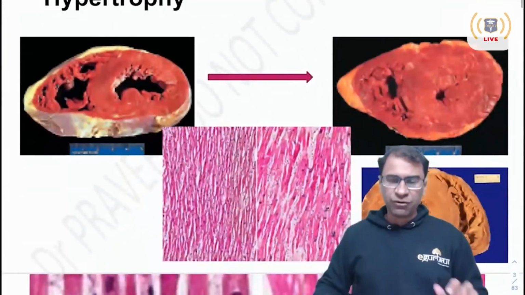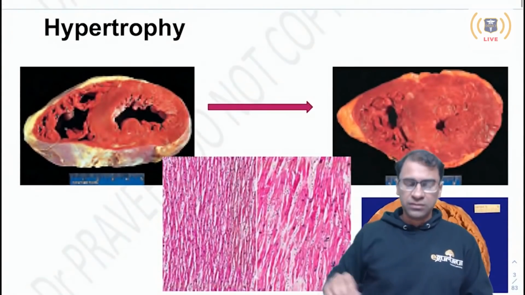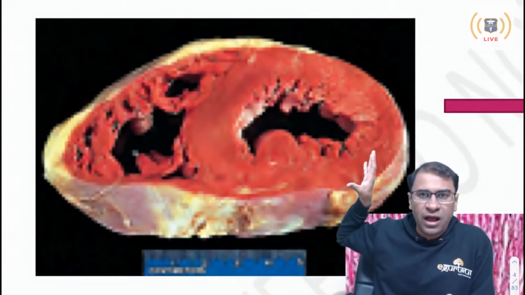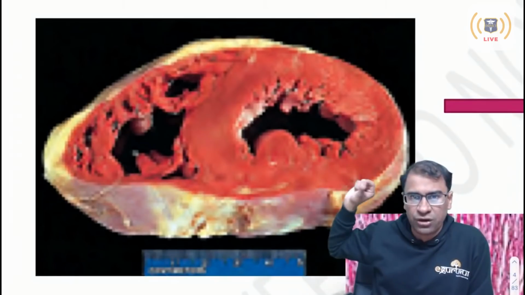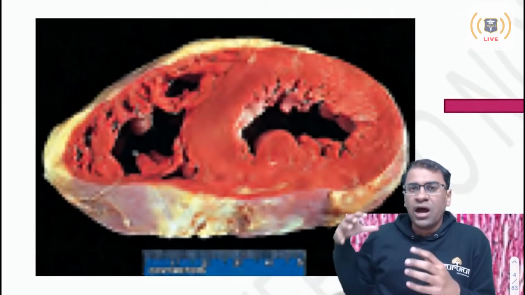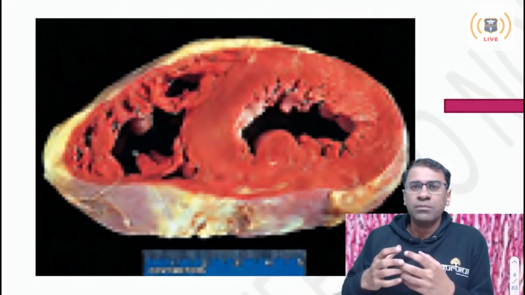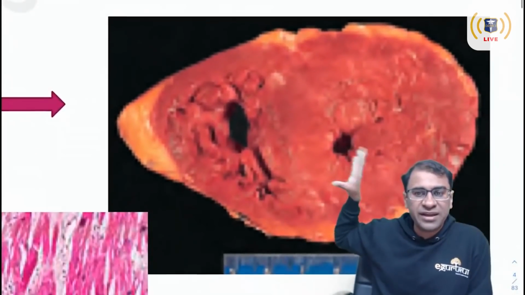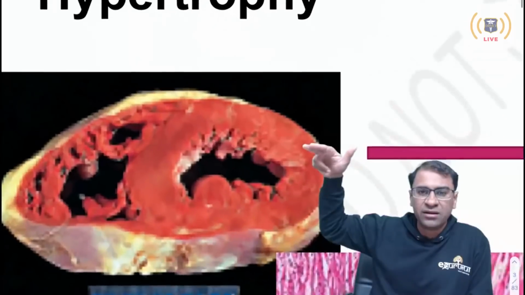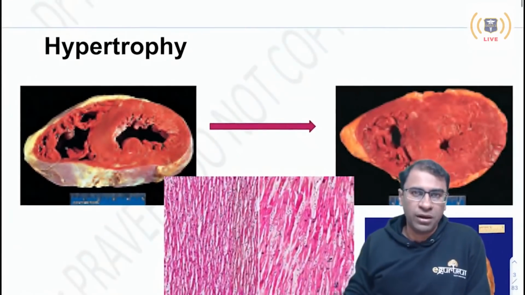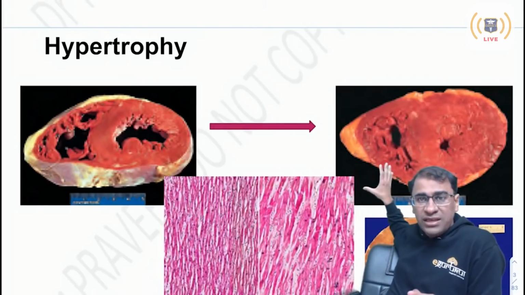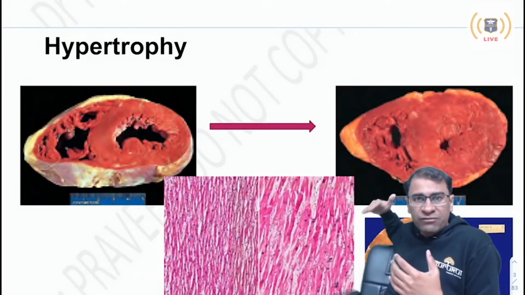Let's start from here. What you're seeing here, guys, is a cut section of the heart. Whenever the heart has any hypertensive changes, the heart muscle undergoes thickening. Look at the thickened heart. Now compare the normal heart and this abnormal heart. What you're seeing is an increase in mass and size of the organ. Morphologically, there is an increase in mass and size of the organ.